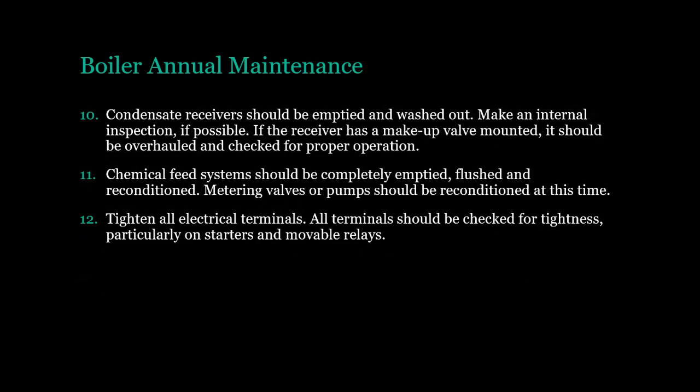Boiler annual maintenance. Condensate receivers should be emptied and washed out. Make an internal inspection, if possible. If the receiver has a makeup valve mounted, it should be overhauled and checked for proper operation. Chemical feed systems should be completely emptied, flushed, and reconditioned. Metering valves or pumps should be reconditioned at this time. Tighten all electrical terminals. All terminals should be checked for tightness, particularly on starters and movable relays.